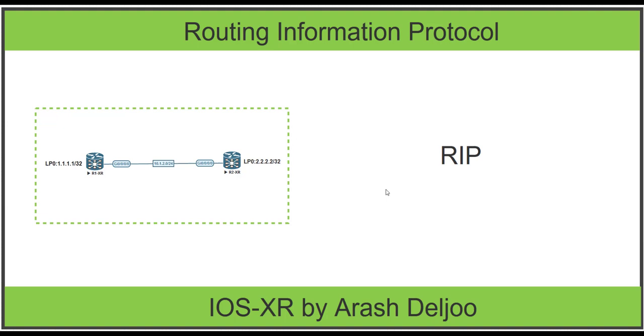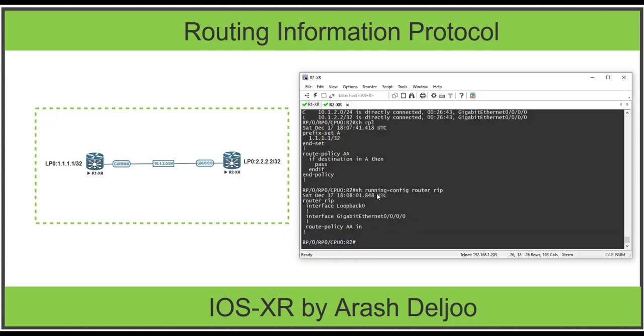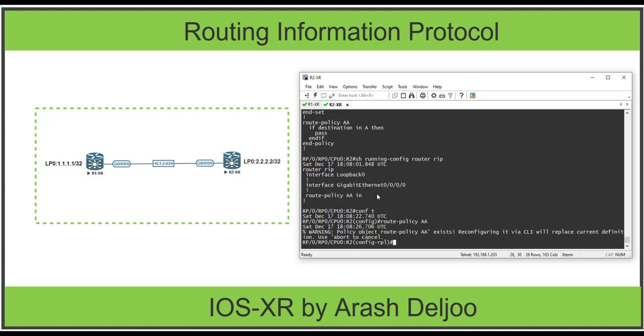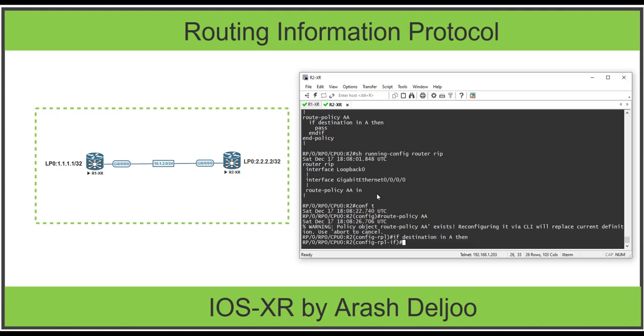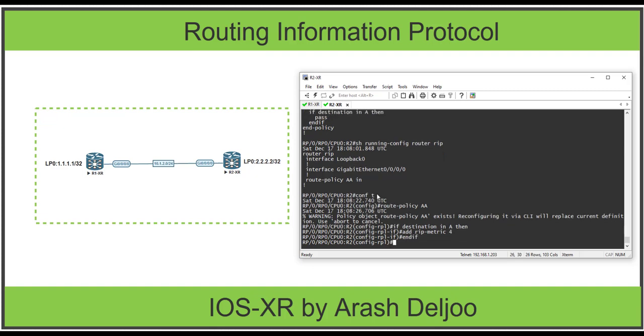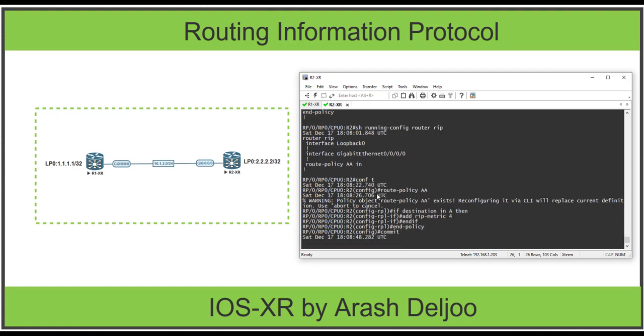Also, we have one other option in the route policy, add RIP metric. You can add to the metric of some networks. For example, here, we configured in the router 2, configure terminal, route policy AA. And here we configured if destination in A, then pass. Okay, beside pass, you can say add, and then for example RIP metric, for example 3 or 4. Okay, and then end if, and after that end policy, then commit this policy.